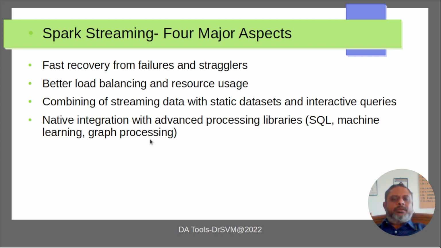The four major aspects of Spark streaming: the fast recovery from failures and stragglers, and better load balancing and resource usage, because it's dynamic in nature. The load keeps changing, and with the load, the number of nodes is also automatically updated so that the overall load is balanced. When any node fails, its work is redistributed so that the load is in balance.